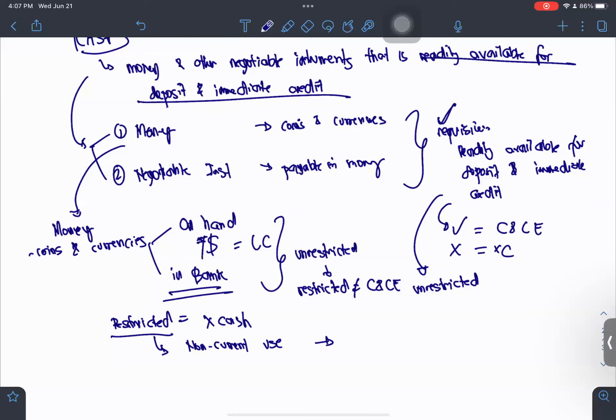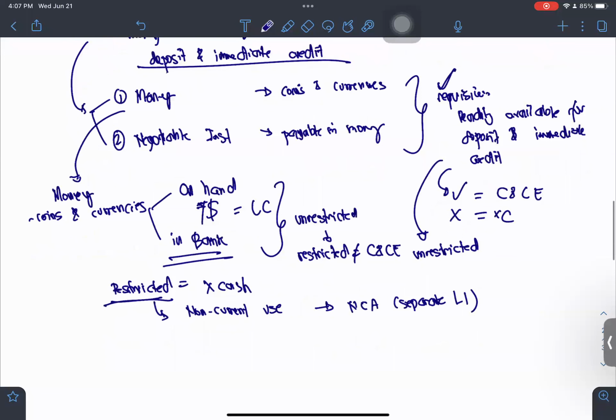Sabi natin, di ba? Pag restricted yung cash in bank natin or cash on hand natin, hindi siya cash. So pag non-current use yan, how do we present then our cash? We present it as a separate line item, normally as part of non-current assets. So separate line item, part of non-current asset.